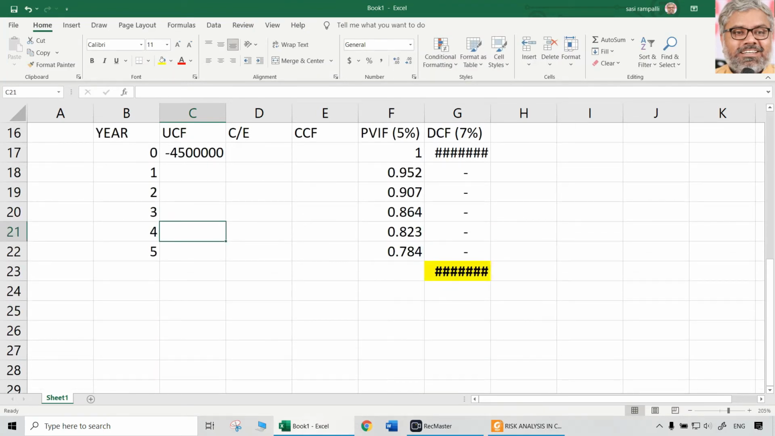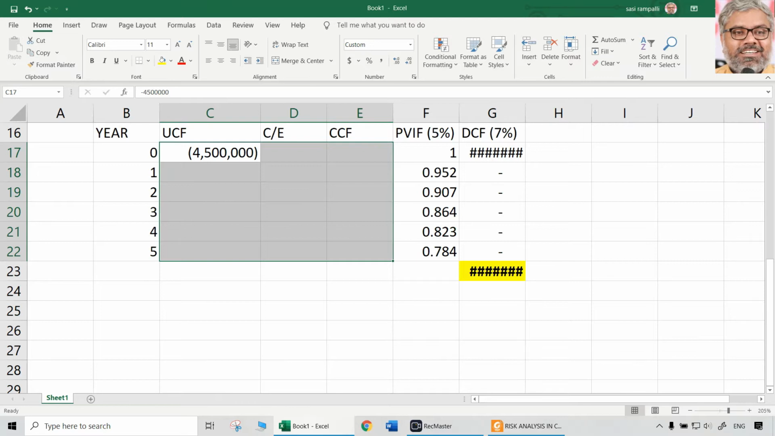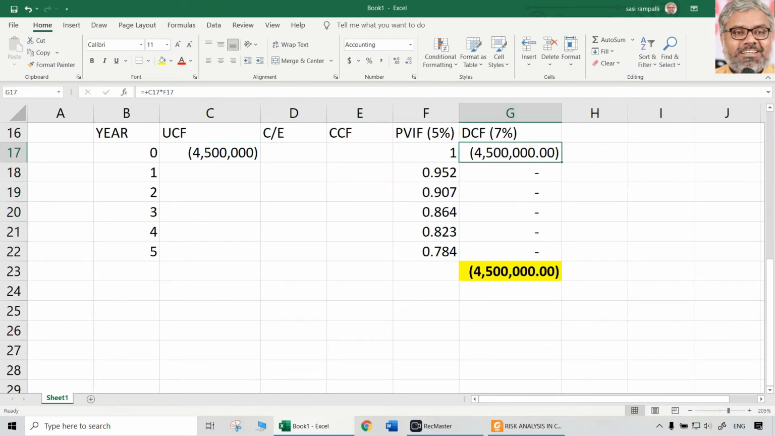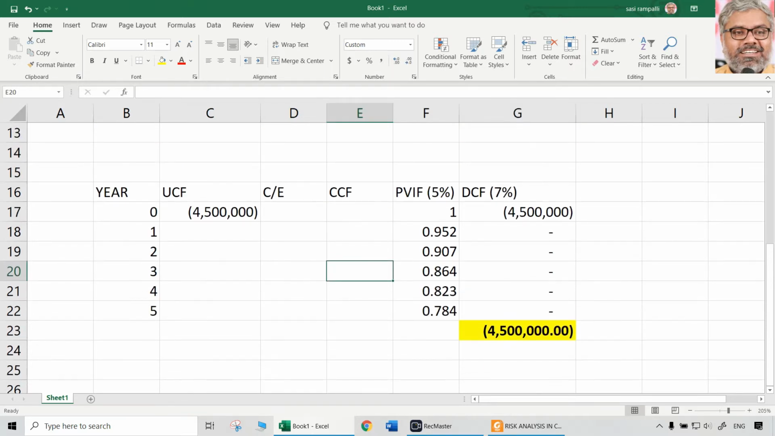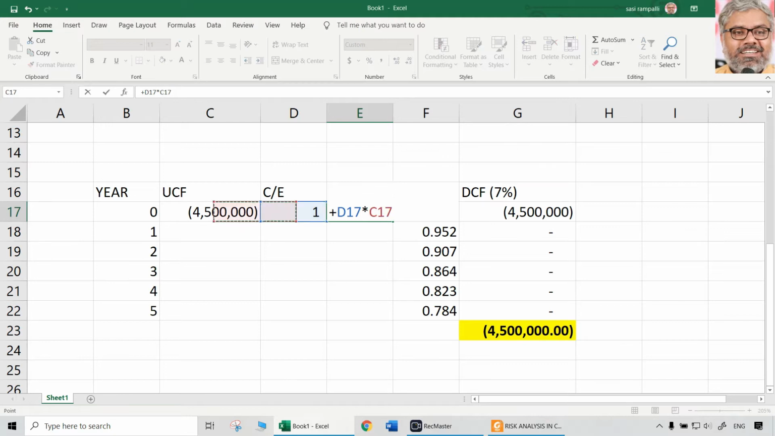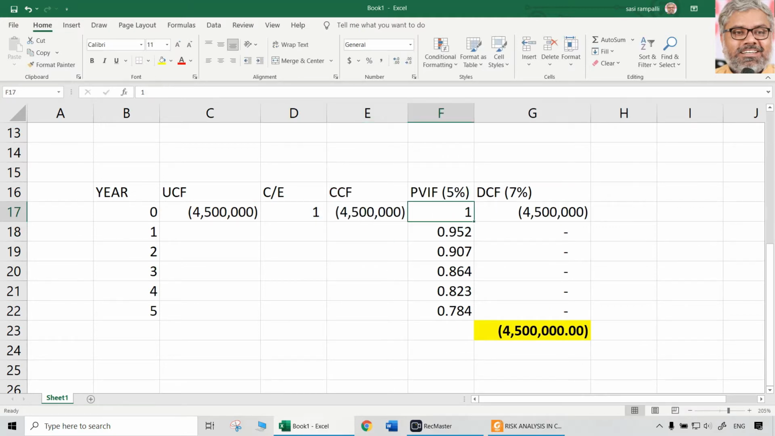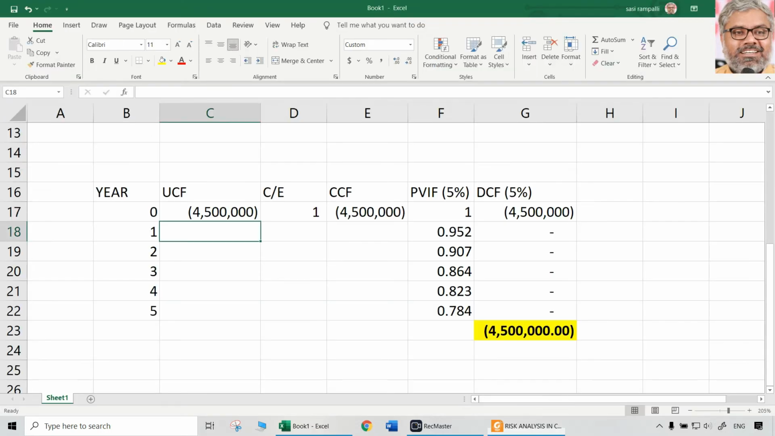There is not going to be any difference. Certainty equivalent now will be 1 only. So don't worry about that. So the certain cash flows also will be the same. That multiplied with PVF now also will be 1. So the same amount will be there as the 0th year discounted cash flows at 5%. Now 1, 2, 3, 4.